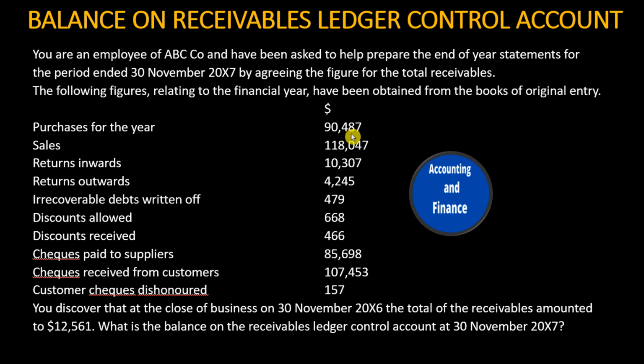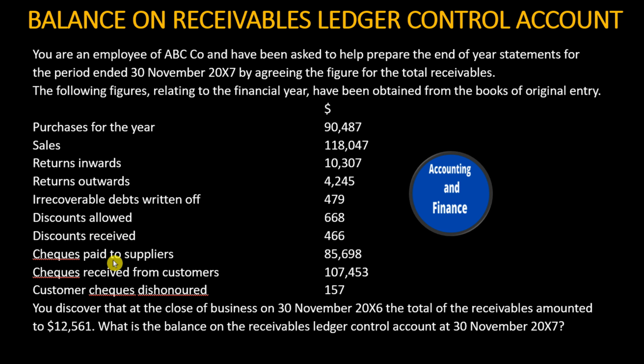Purchases for the year: $90,487. Sales: $118,047. Returns inwards: $10,307. Returns outwards: $4,245. Irrecoverable debts written off: $479. Discounts allowed: $668. Discounts received: $466.